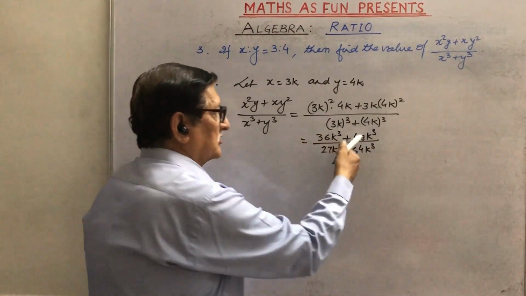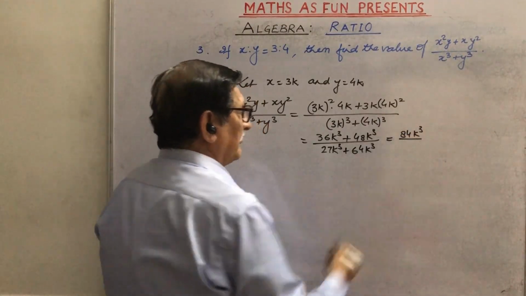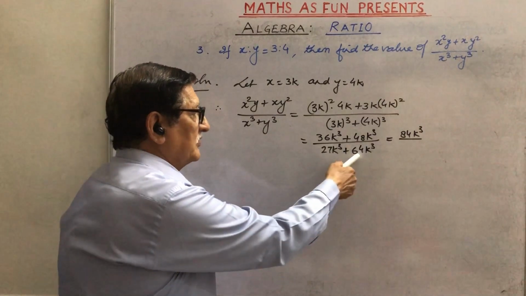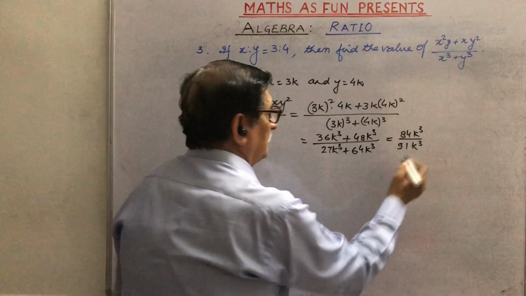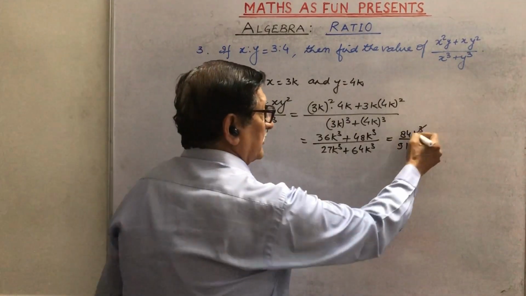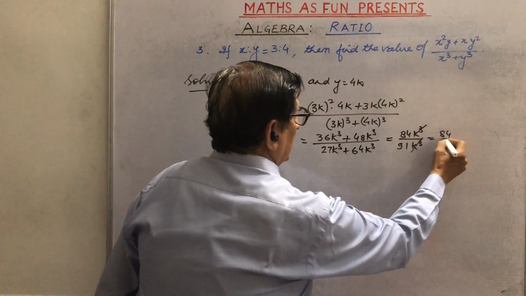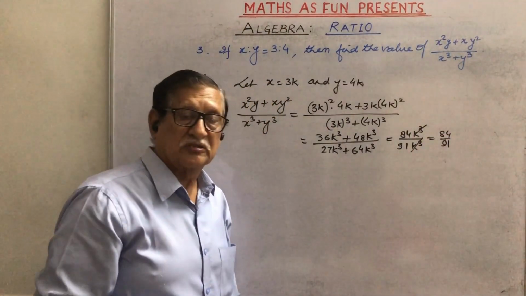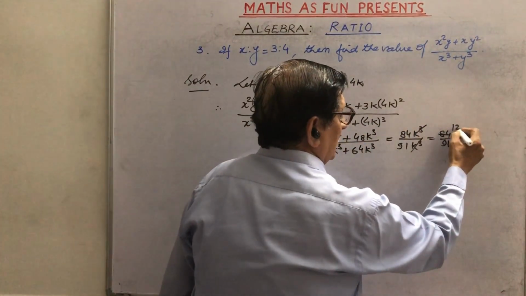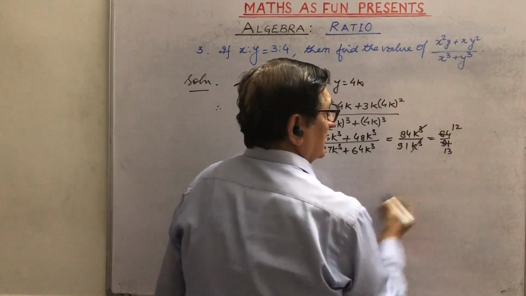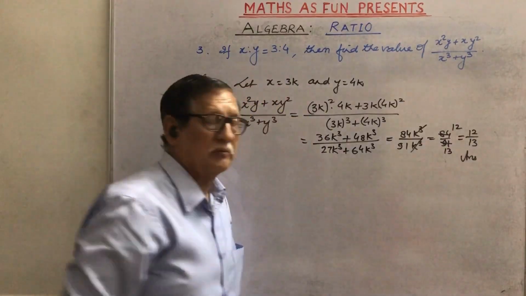Simplify this. 36 plus 48 is 84k cube, divided by 27 plus 64 is 91k cube. This k cube and k cube cancel. This is coming as 84 upon 91. Now we have to write the simplified form. They are divisible by 7. So this is 12, 7 is 84 and this is 13, 7 is 91. So this comes as 12 upon 13, which is the answer to the problem.